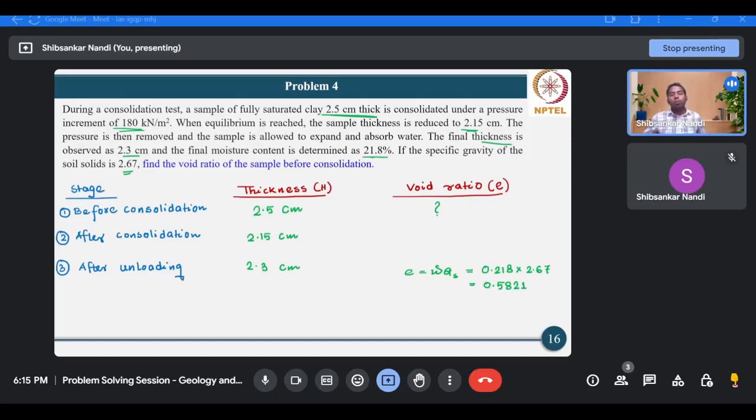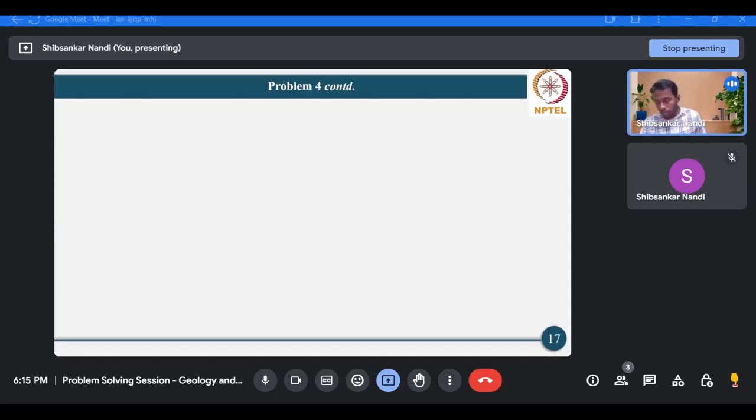Now what we'll do, we'll basically proceed in the backward direction. In the backward direction, we'll calculate the void ratio for the remaining two stages, that is after consolidation and before consolidation. How? That we'll see. We'll do it by the process which is called the change of void ratio method.